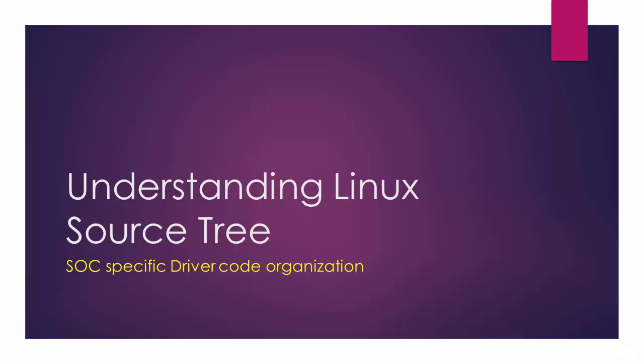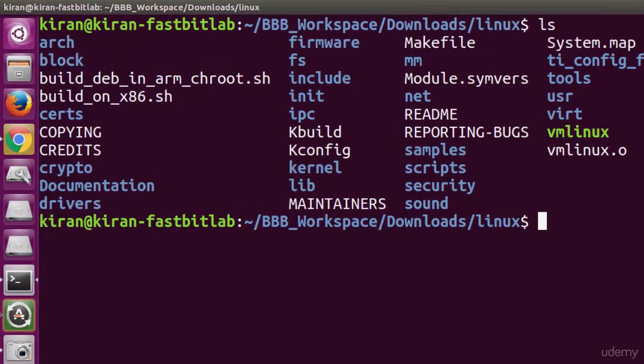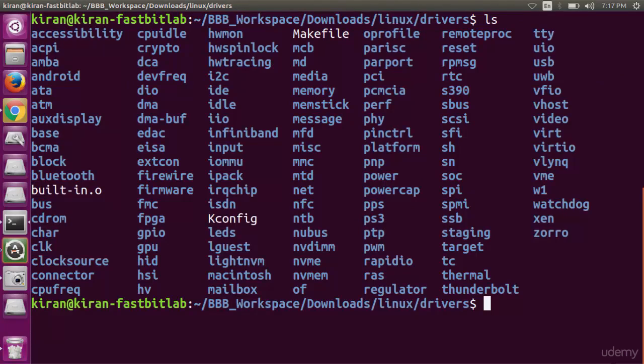Hey, welcome back to the course, and in this lecture let's take a look into the driver subsystem of the Linux kernel by comparing it with our SoC. Alright, so drivers related to various devices you can find in the drivers directory of the Linux kernel source tree, and it is one of the biggest layers in the Linux kernel.